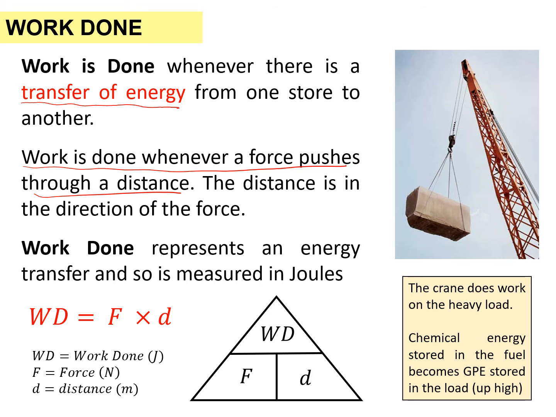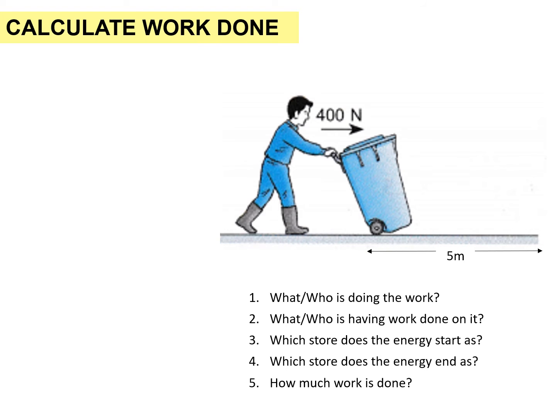So to calculate how much work is done, very simple. Use this formula. You multiply the force by the distance. Work done is measured in joules. Force is measured in newtons. The distance is measured in meters. Here's an example. Okay, we've got 5 questions to ask about this situation. We've got a person pushing a bin. Okay, so the pushing force is 400 newtons. F equals 400 newtons. Okay, the distance is 5 meters.